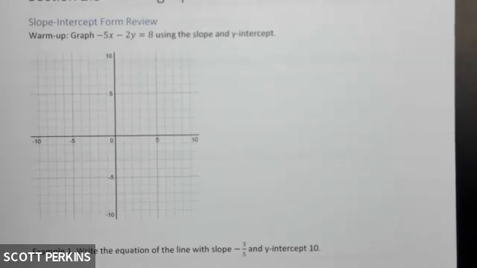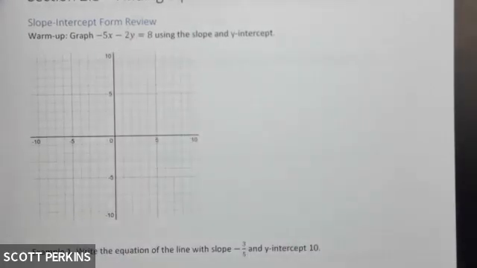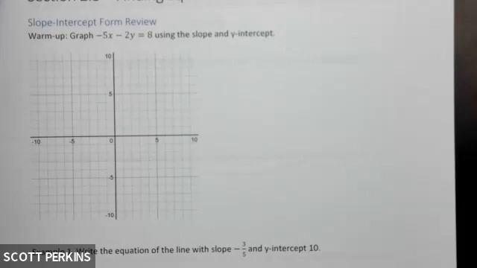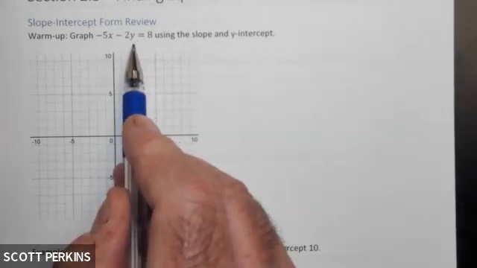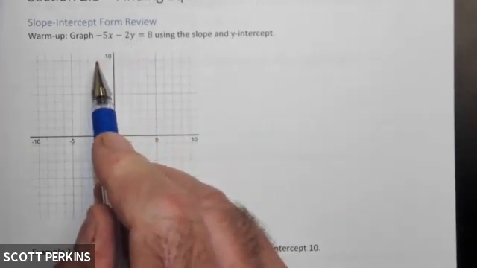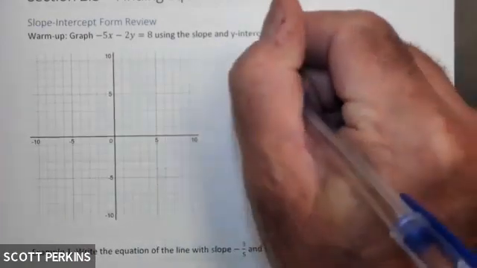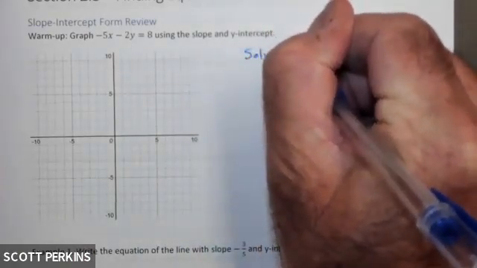So I need to figure out the slope and the y-intercept of this line. So we need to recall how to do that, and what I'm going to do is write this equation in the slope-intercept form. Well, how do I find slope-intercept form? Well, the way that I do that is I solve this equation for y.